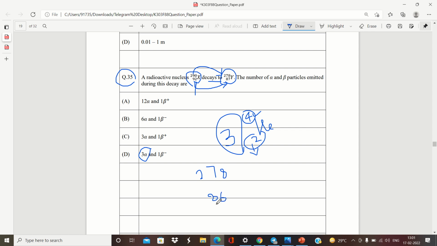Now we have to change this 86 to 87. So for this, one beta particle will also be removed. So when a beta particle is emitted, the number increases by 1. So hence the fourth option will be our right answer. Beta is negative, so don't get confused with this option. Here the fourth will be our right answer.